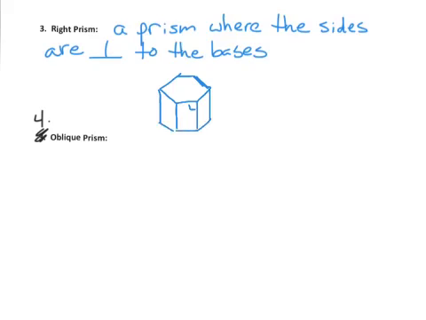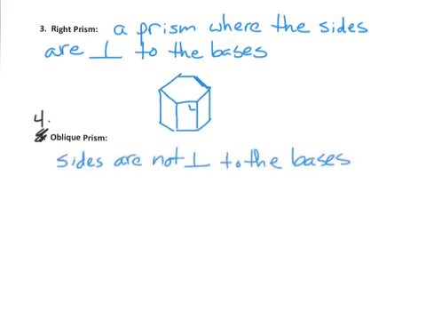And then finally, the last one is an oblique prism. And that's where the sides are not perpendicular to the bases. So the bases are still parallel to each other, but the sides don't have to be at right angles. If I try to draw my hexagon again, it's kind of tough to do this in 2 dimensions, but it would be where the sides are at an angle.